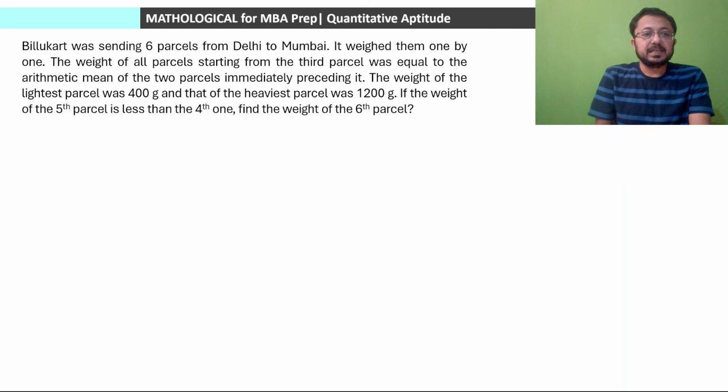क्वेश्चन में हमारा इंटेंट क्या है? टोटल 6 पार्सल्स आते हैं. आई बिलीव कि तुमने पॉज करके अटेम्प्ट किया होगा. टोटल 6 पार्सल्स आते हैं and they are weighed one by one. Weight of all parcels starting from the third parcel was equal to arithmetic mean of the 2 parcels immediately preceding it. Arithmetic mean implies average. Average of 2 parcels just preceding it.